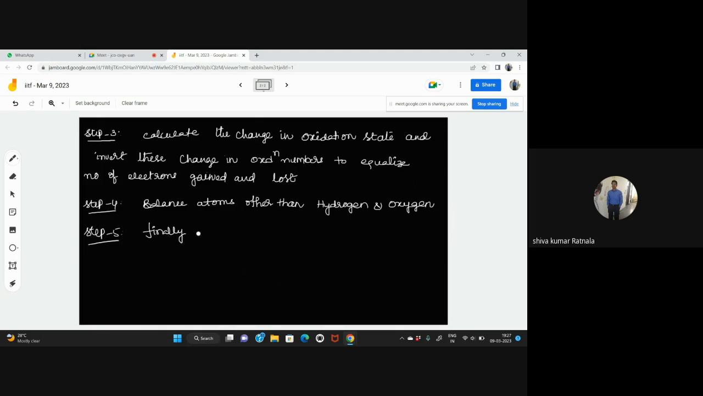Finally, balance hydrogen and oxygen atoms by the inspection method.